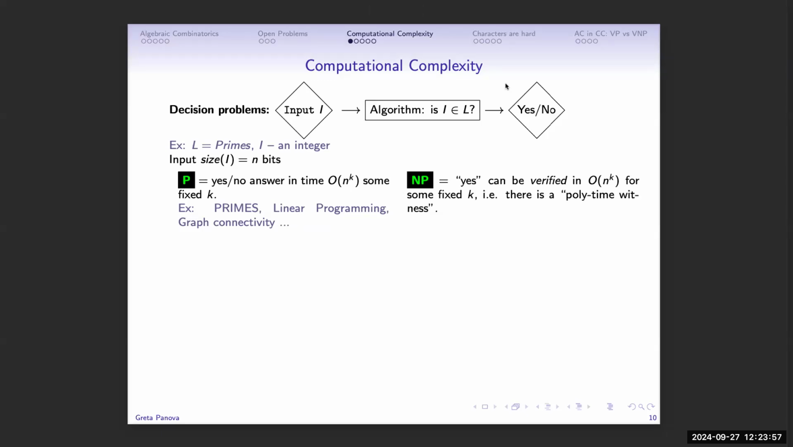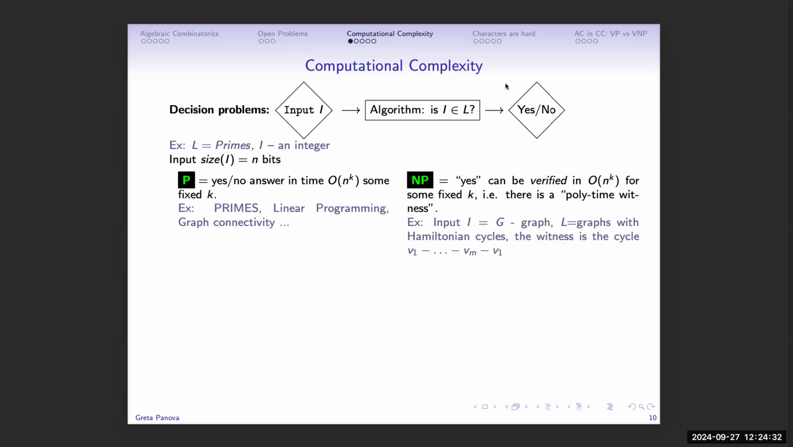And then there is the class NP, where the definition is a bit tricky. Probably, well, we're kind of assuming that the number of computations we need to do to figure out the answer is going to be exponential, but if the answer is yes, then we can check within polynomial time that this is indeed true. And so let me give you an example of such a problem.